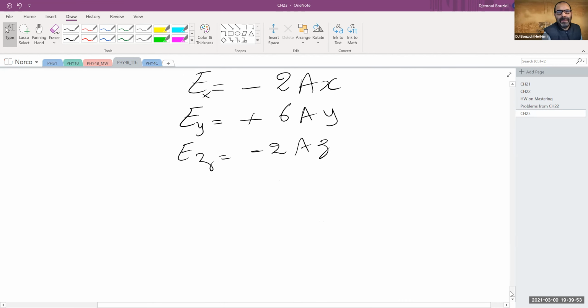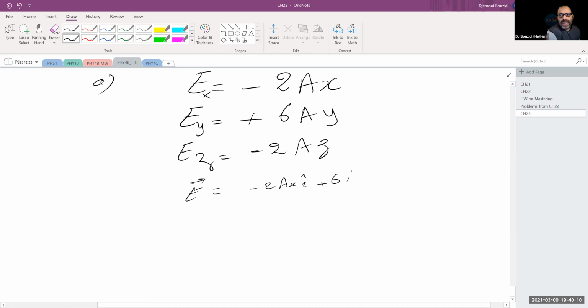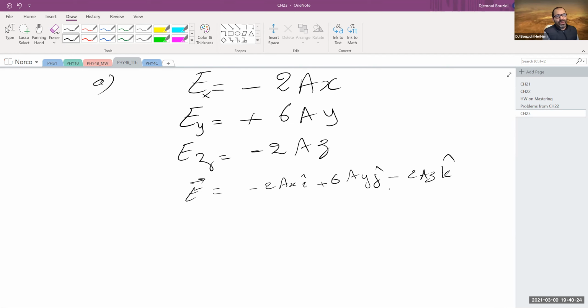So we have answered part A of the problem. This is how the electric field looks like, because I expressed it in terms of Ex, Ey, Ez. If you're curious, you can write it as a vector: E equals minus 2Ax i hat plus 6Ay j hat minus 2Az k hat. That's the same thing. Writing it in its components or in terms of the xyz coordinate system is the same thing. So at this point, we have answered part A.